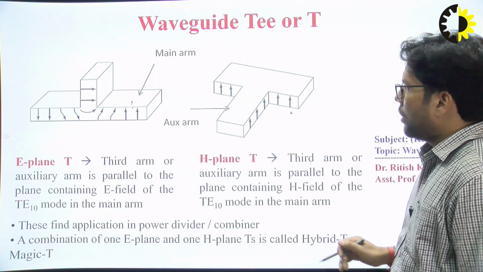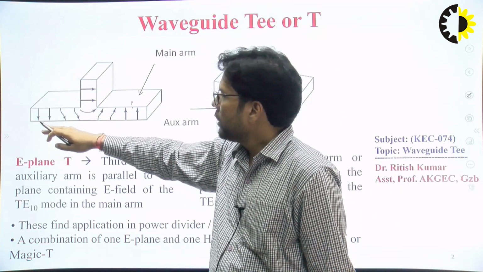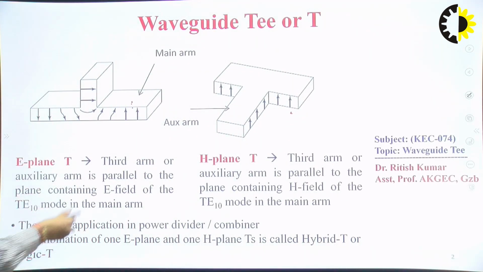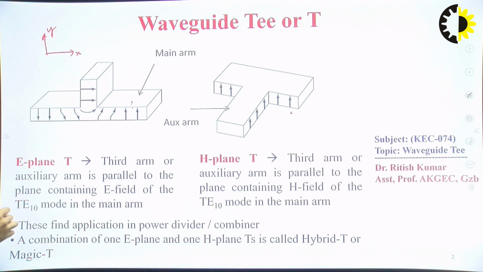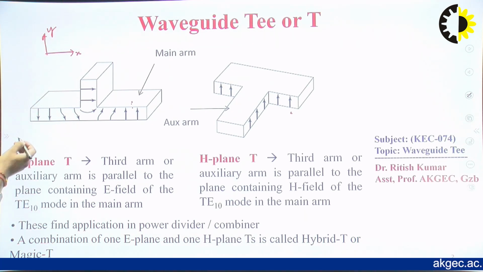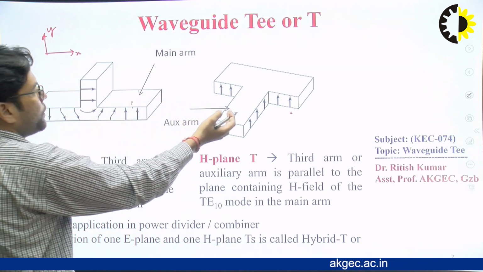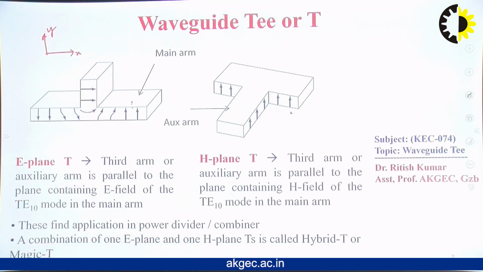Look at the orientation of the E field. Suppose I draw this as X and this as Y, right? Can I presume that this electric field is oriented towards the positive Y direction and negative Y direction? So we can say this is a bipolarized electric field. Similarly, in the case of the other kind of T junction, the field is oriented in the positive Y direction or negative Y direction, right?